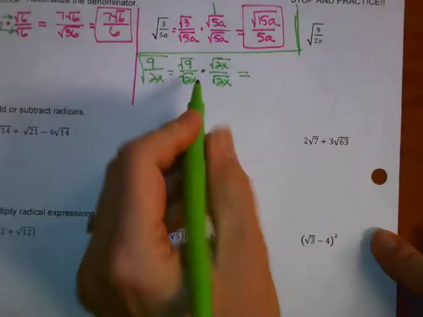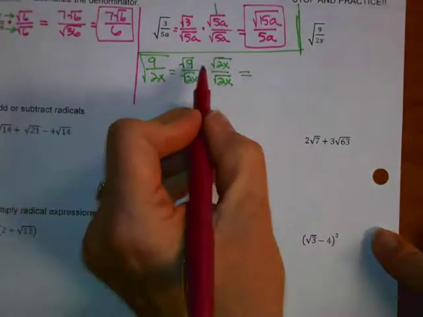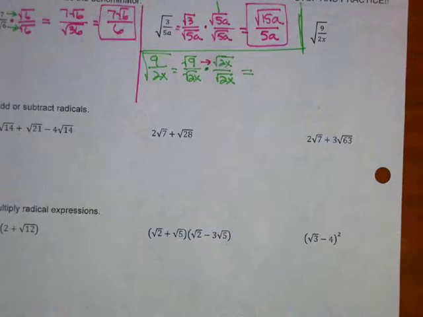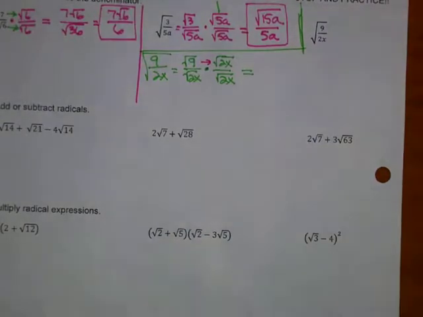So now I'm going to write what that's equal to when I multiply this fraction. Now, you have options. Stop and look at it. You could say it's the square root of 18x. Yes, it is. But there's a step you could do that would be easier.